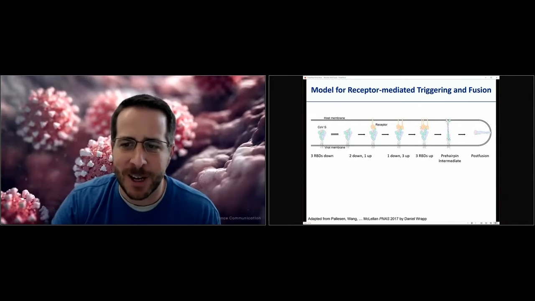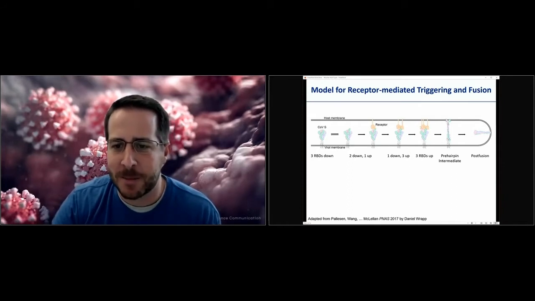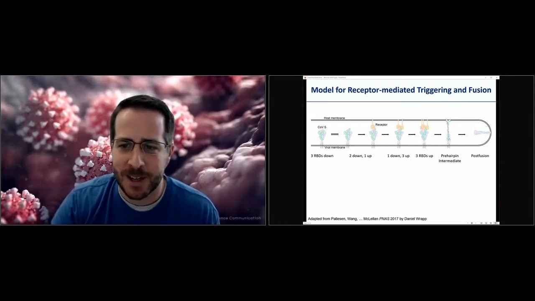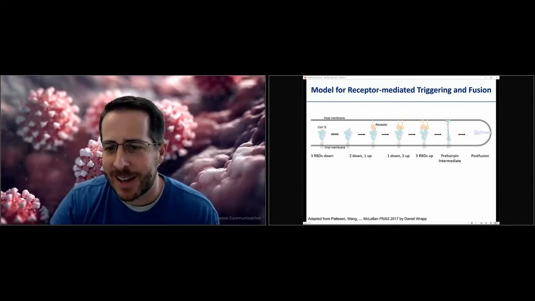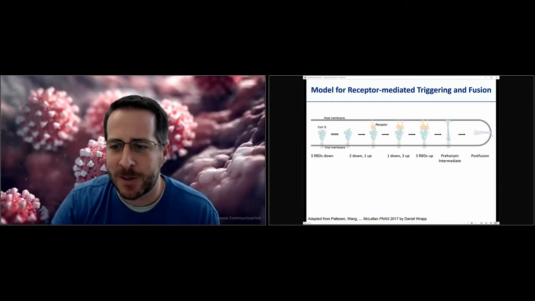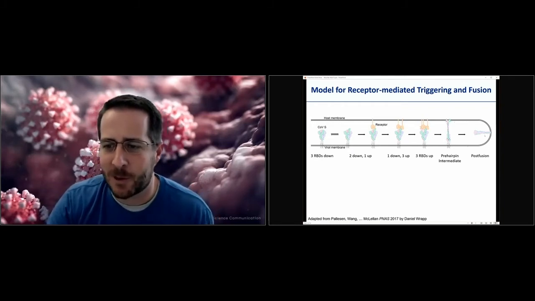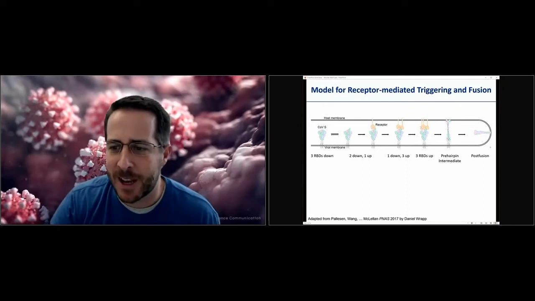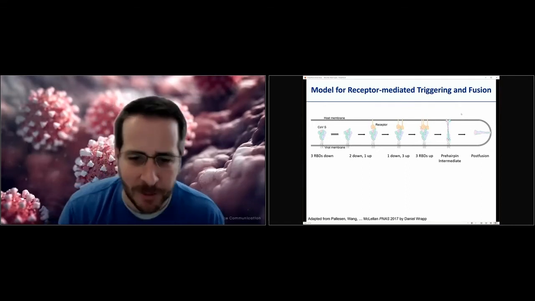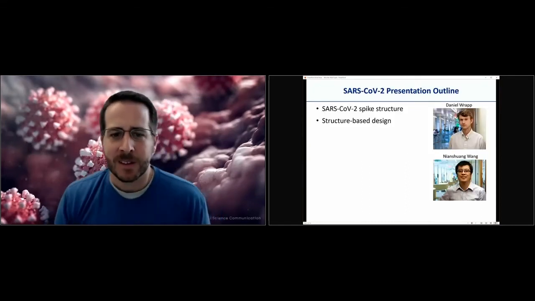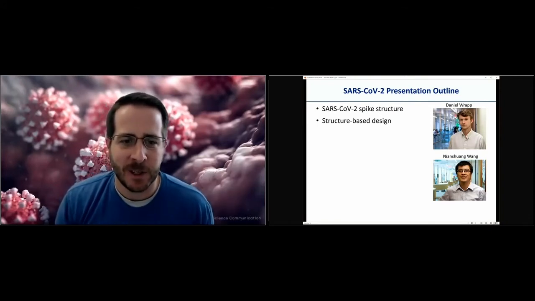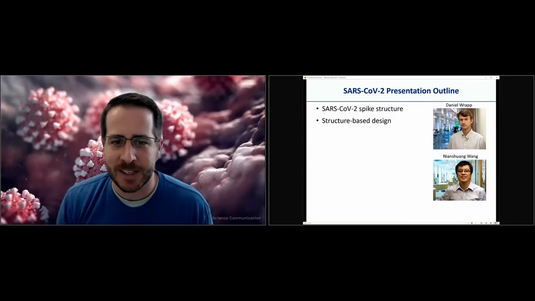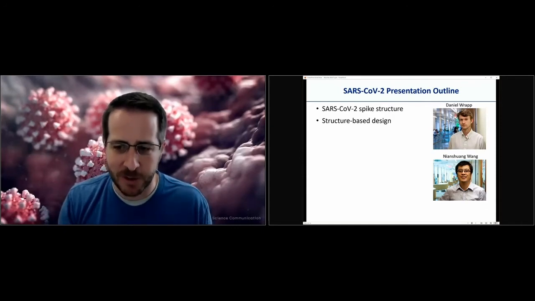S2 then rearranges into this pre-hairpin intermediate, shooting the fusion peptide into the host cell membrane. And then this rearranges and collapses back down into the post-fusion state, bringing the host membrane and viral membrane together to form the fusion pore and allow entry of the viral genome. So I'll first start off about the SARS-CoV-2 spike structure, and then finish with our latest work on structure-based design of new and improved spike proteins.